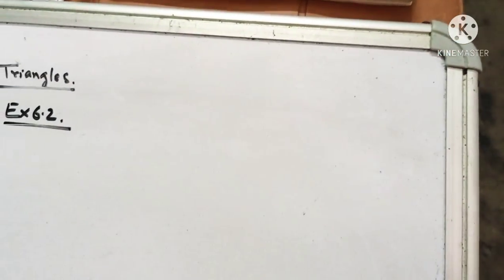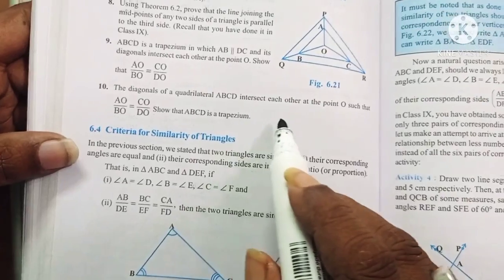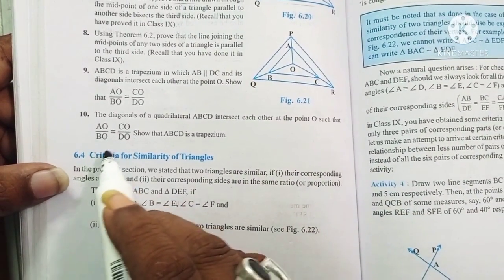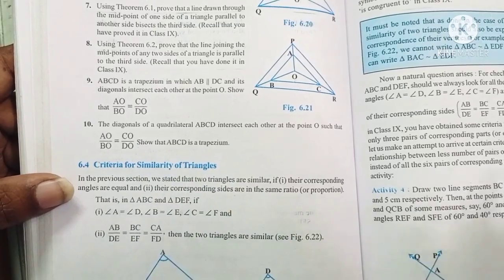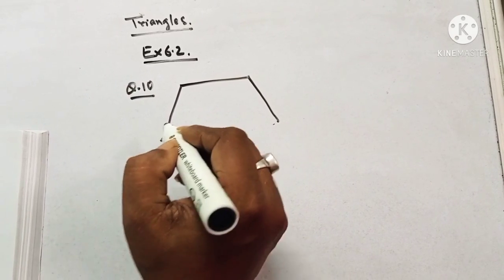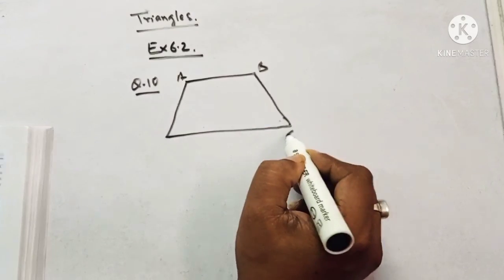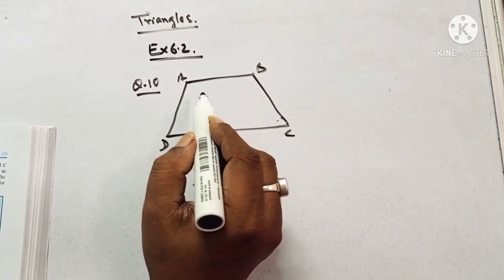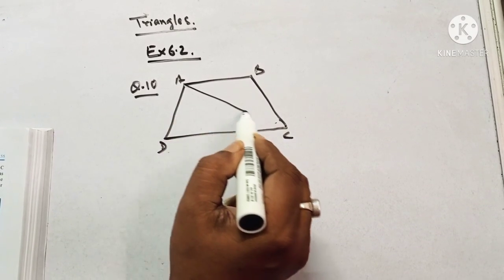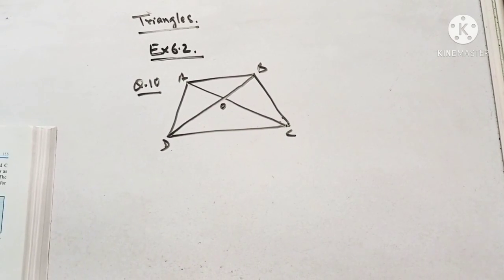Now the last question, question number 10. The diagonals of a quadrilateral intersect each other at O such that AO by BO is equal to CO by DO. Show that ABCD is a trapezium. Here ABCD is a quadrilateral given to you, and the diagonals intersect at O.